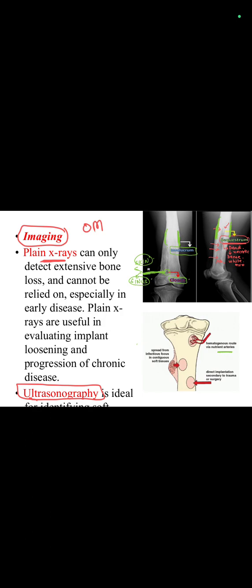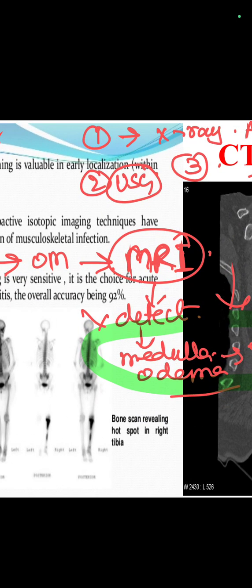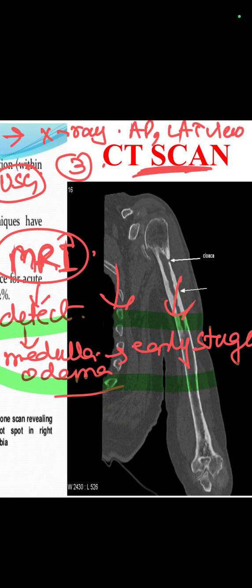Biomarkers and plain X-ray will not detect extensive bone loss and cannot be relied on, especially in early disease. Plain X-rays are useful in evaluating implant loosening and progression of chronic disease. Ultrasonography is ideal for this disease, and we will see the CT scan. That was the X-ray. Now the CT scan.